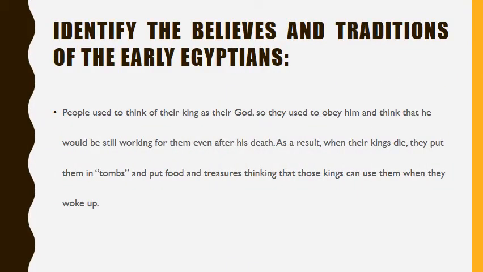Identify the beliefs and traditions of the earlier Egyptians. People used to think of their kings as their gods, so they obeyed him and thought that he would still be working for them even after his death. As a result, when their kings died, they put them in tombs with food and treasure, thinking that the kings could use them when they woke up.